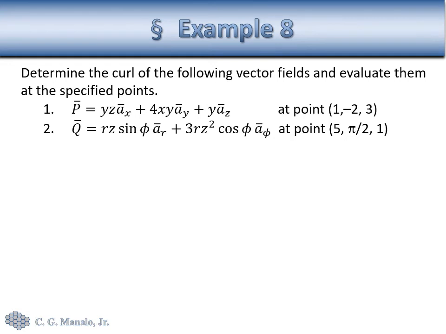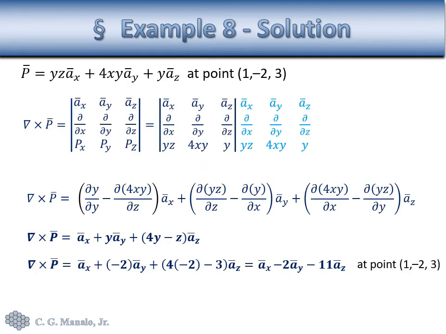Let's have some examples pertaining to curls. Let's say we have here vector fields, one in Cartesian and the other in cylindrical coordinates. We are required to determine the curl of these vector fields and evaluate them at these points. Here is the solution. The field P is expressed in a Cartesian coordinate system, so we use this formula.